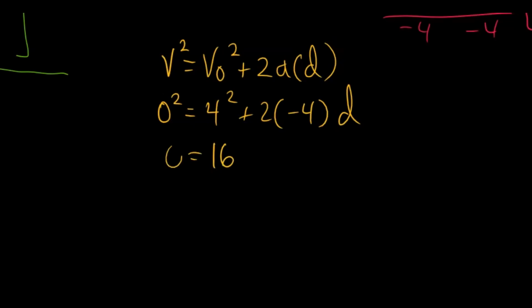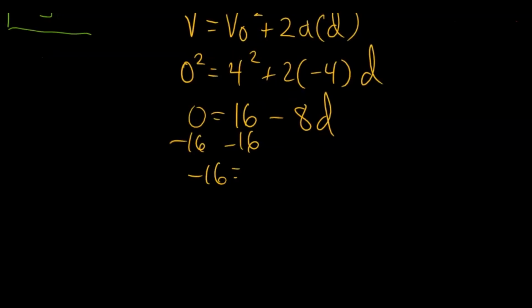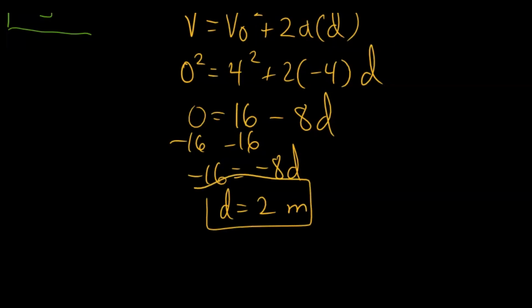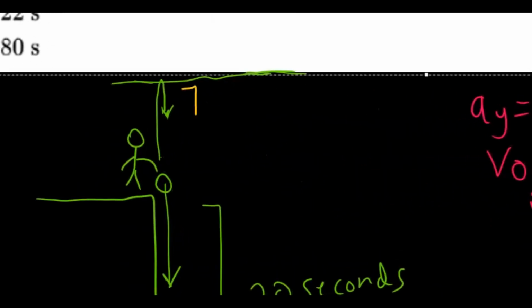So we get 0 equals 16 minus 8d. Now we can just subtract 16 on both sides and isolate for d. We find that d is equal to 2. So let's summarize what we know so far.